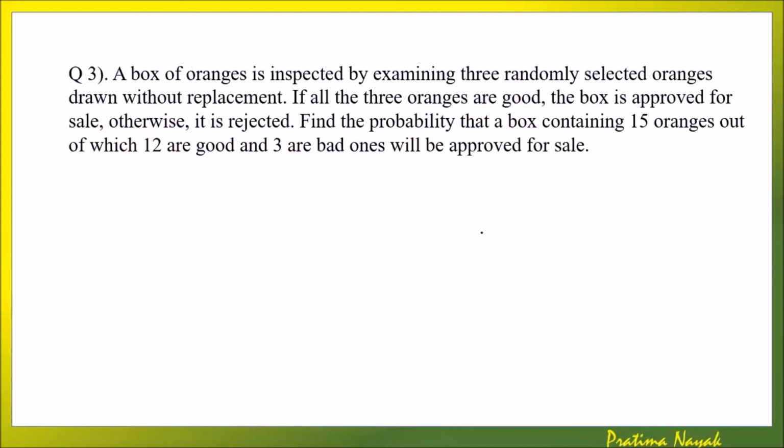Question number 3. A box of orange is inspected by examining 3 randomly selected oranges drawn without replacement. If all the 3 oranges are good, the box approves for the sale. Otherwise, it is rejected. Find the probability that box contains 15 oranges, out of which 12 are good and 3 are bad ones, will be approved for the sales.